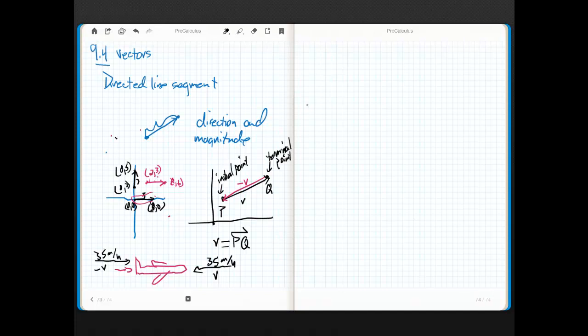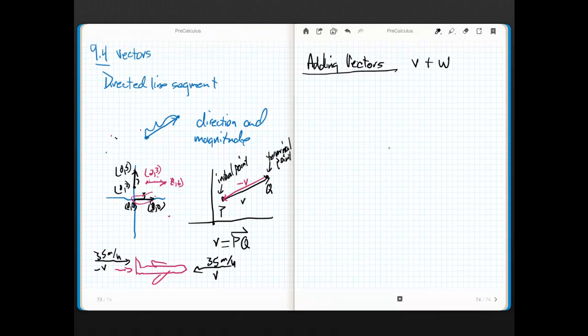All right? Now, let's talk a little bit, really quick, about adding vectors. Typically when we talk about vectors, we have two names for them. We call them v and w. Adding vectors. All right, I'm going to add v and w. So what does that mean? V plus w. All right, now watch how this works. This is kind of cool.